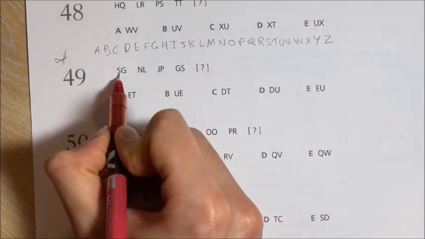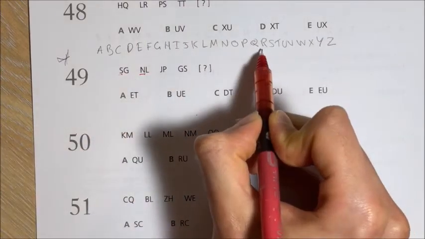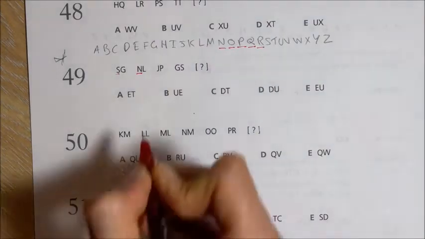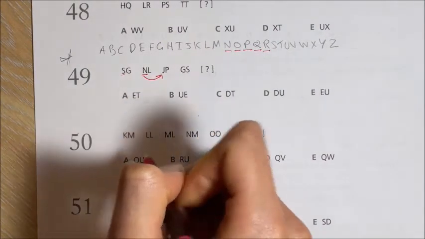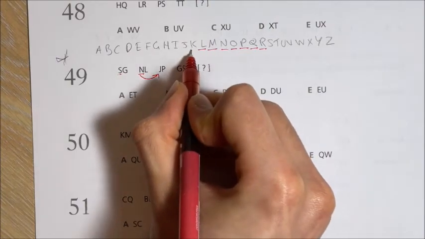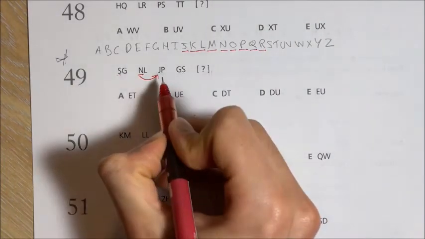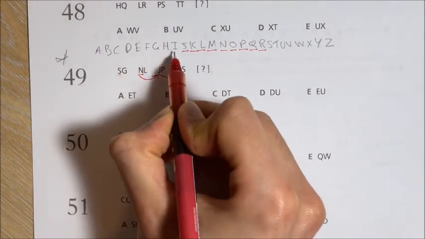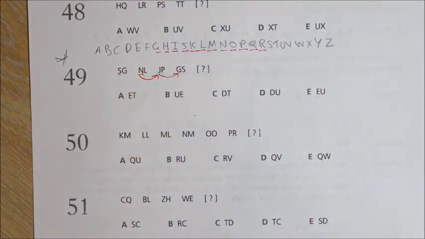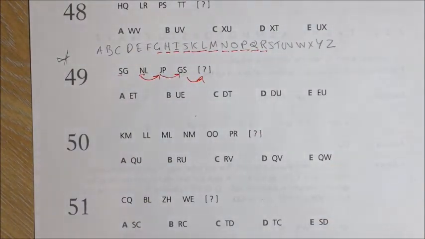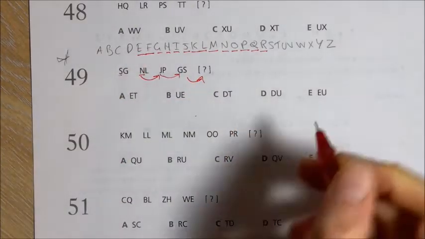The gap between S and N is 1, 2, 3, 4, 5 letters. The gap from N to J is 1, 2, 3, 4 letters. So we can see that the gap has decreased by 1 letter. If we go from J to G, we can see that it's again only 3 letters away. This follows then that the first letter of our next pair must only be 2 letters away from G, which is the letter E.